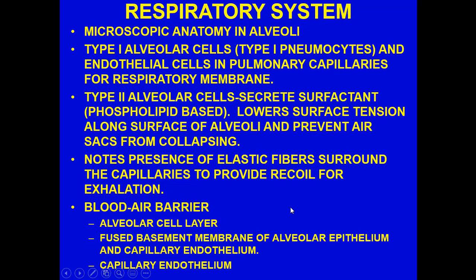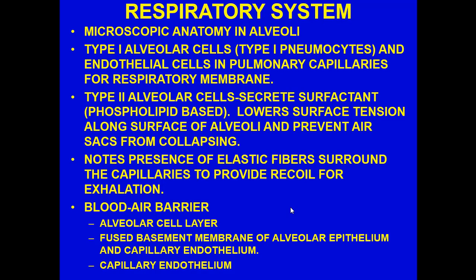Now, when we take a look at the microscopic anatomy of the alveoli, we have type 1 and type 2 alveolar cells. They're also referred to as type 1 and type 2 pneumocytes. The type 1 alveolar cells and the endothelial cells in the pulmonary capillaries make up basically the respiratory membrane. I mentioned that earlier. Type 2 alveolar cells secrete a surfactant, which is phospholipid based.